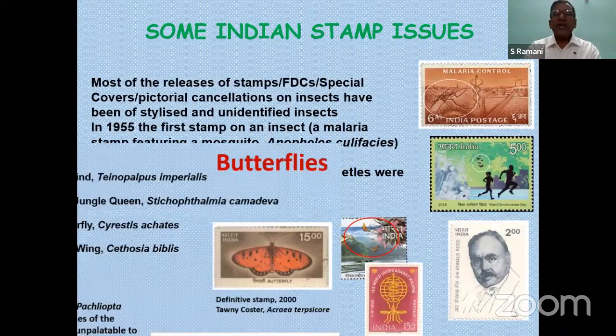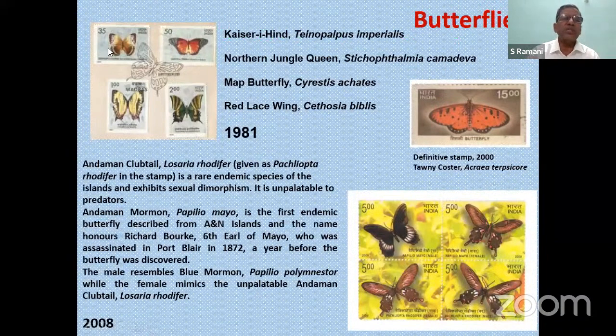These are some of the butterflies featured with scientific names. These are 4 endemic butterflies, mostly from the Northeast, which came out in 1981. Very beautiful stamps: Kaiser-i-Hind, Northern Jungle Queen, the Map Butterfly, and the Red Lacewing. All of them are featured, and this is a beautiful set of stamps that came out in 1981.